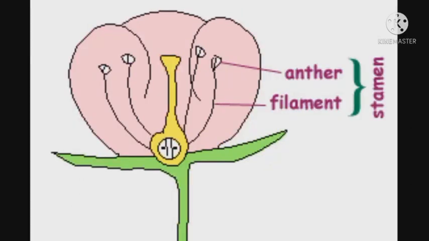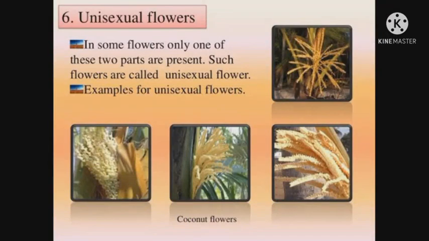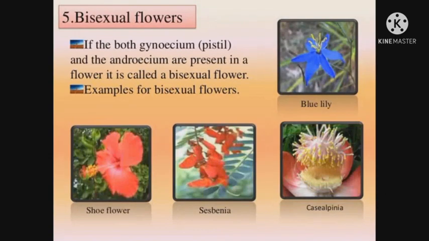Stamen is the male reproductive part and it produces pollen grains that are yellowish in color. Anther and filament are the two parts of the stamen. Anther contains pollen grains. A flower may be unisexual when it contains either stamens or pistil. Examples of unisexual flowers are papaya, watermelon, coconut flowers, etc.